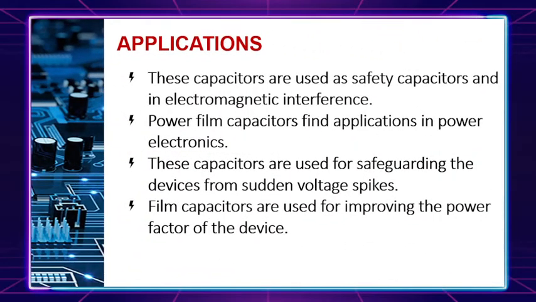For this component, films are used as safety capacitors and in electromagnetic interference. These film capacitors find applications in power electronics. You can mostly find this in power electronic devices. These components are used for safeguarding the devices from sudden voltage spikes. They're also used for improving the power factor of the device.